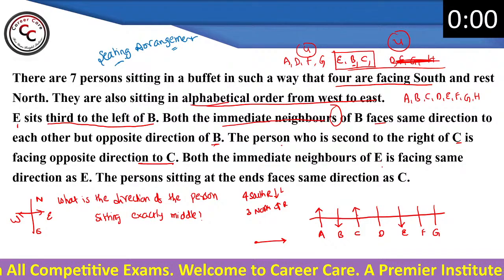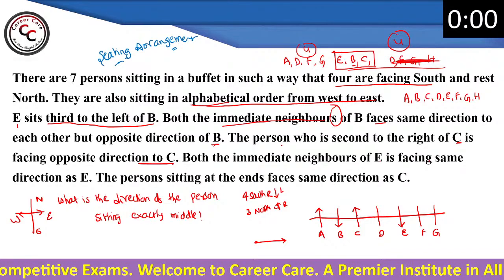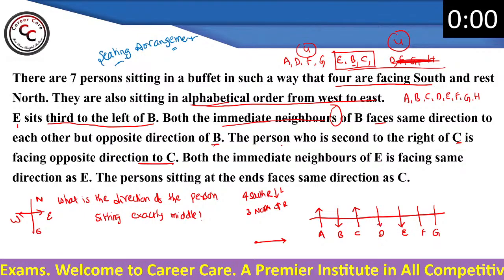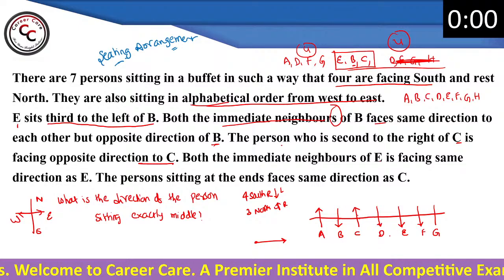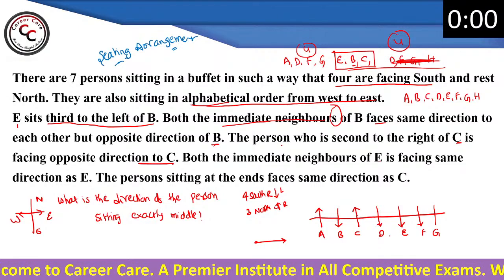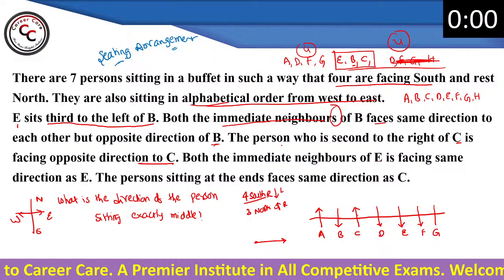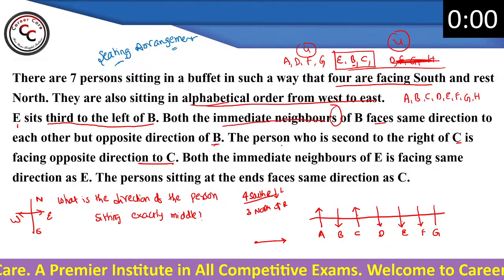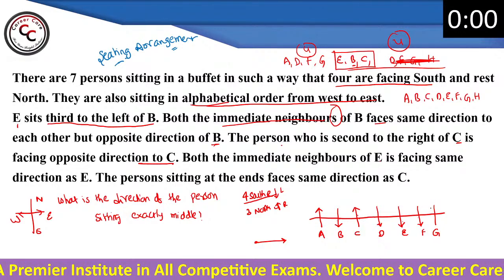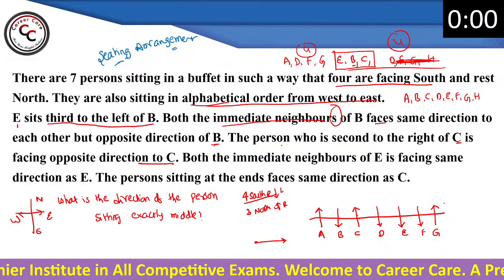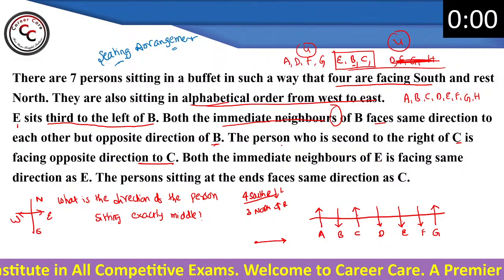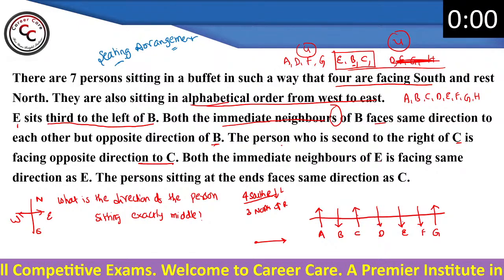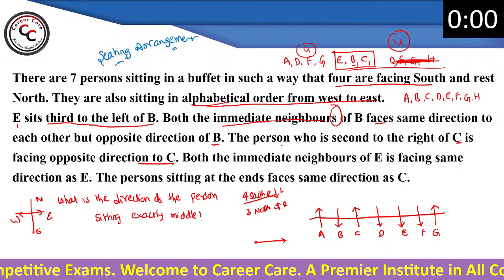Then both the immediate neighbors of E are facing the same direction as E. We know that E is facing south. That means both the immediate neighbors of E, D and F, are also facing south. We came to know from the information that 4 are facing south. So B, D, E, F. 3 are facing north. So A, C. So who is left? G is left. Simple. So in this manner, we can arrange all these people in a linear arrangement facing south as well as north, two directions.